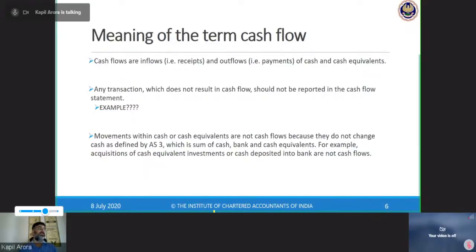Fine. So fixed deposit, I want to earn interest on that. Okay. So, the meaning of the term cash flows. Cash flows means all inflows of cash, like receipts, and all outflows of cash, which is payments. So all the inflows and outflows of cash and cash equivalents will be treated as cash flows.